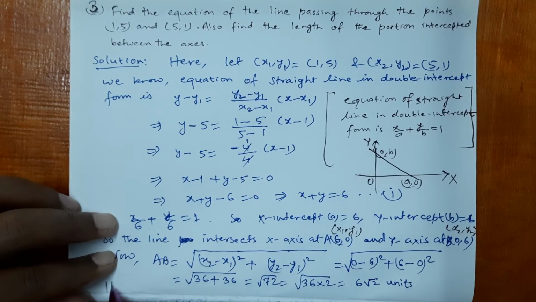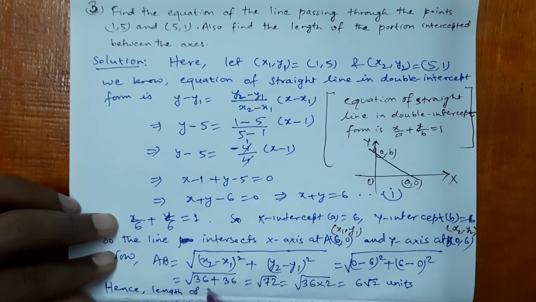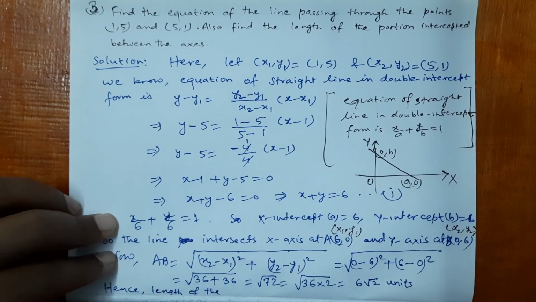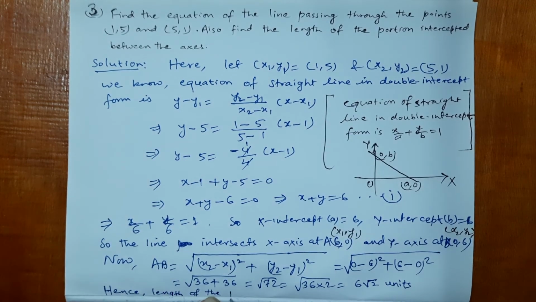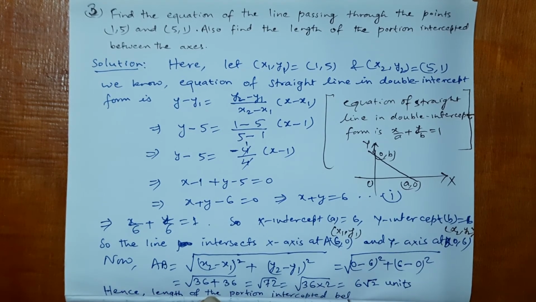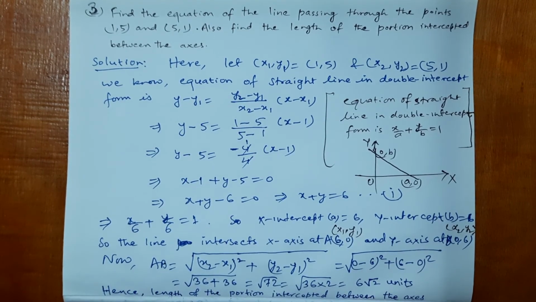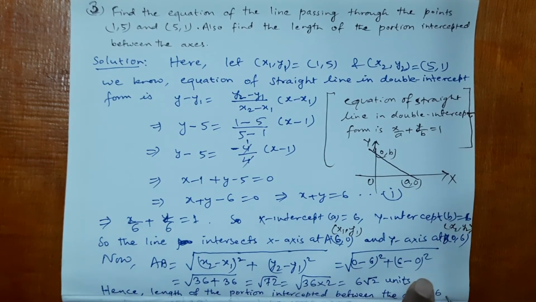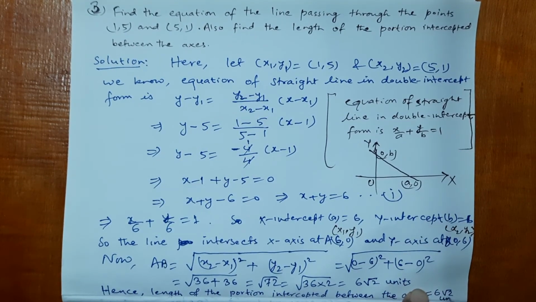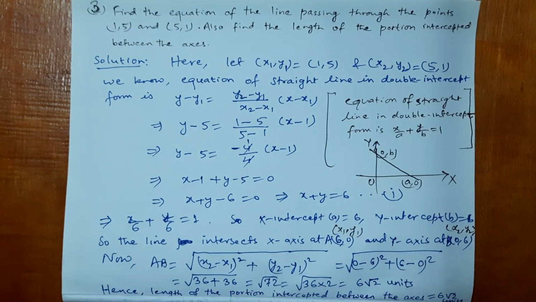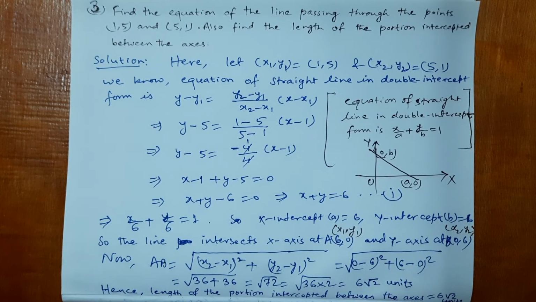Hence, the length of the portion intercepted between the axis equals 6 root 2 units. Okay, so the length of the portion intercepted between the axis is 6 root 2.